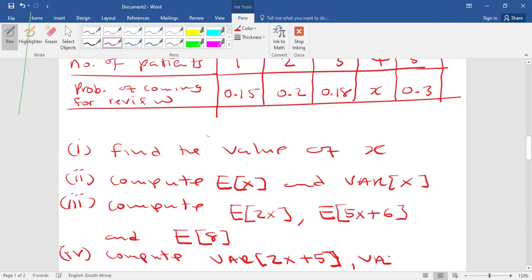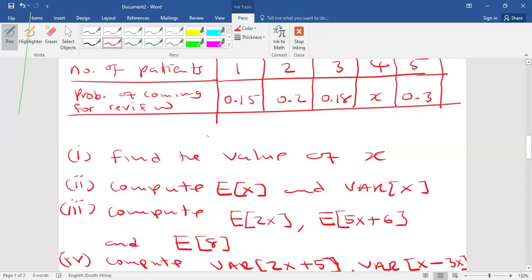Variance of x minus 3x, like that. Okay, so let's do this. The students can copy the question, then we can proceed. So we take the average.